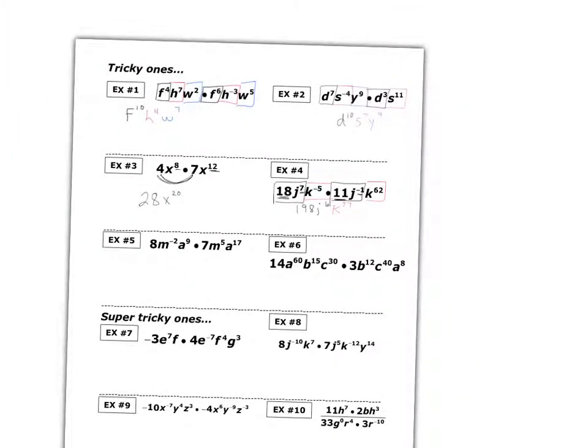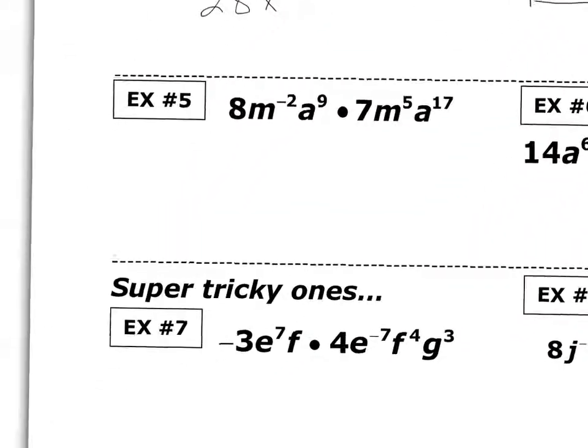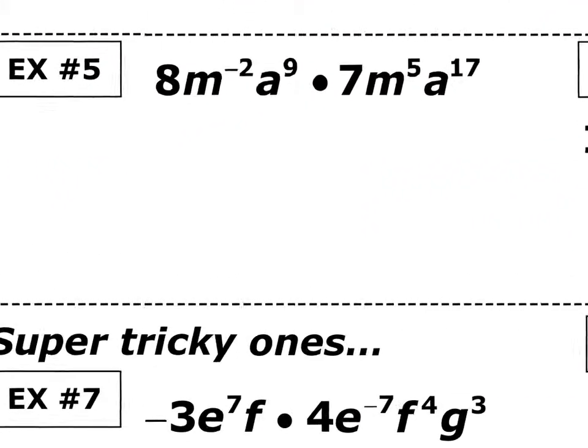All right, let's try one more, and we'll be done. We'll do example number 5. Remember you have to multiply coefficients that have the same base. So we have 8m and 7m. Well, 8 times 7 is of course going to give us 56, so we have 56 m's, but we still have to add their exponents. So take -2 and add 5, and that, of course, will give you 3 for your exponent. Okay, so that was our m's.